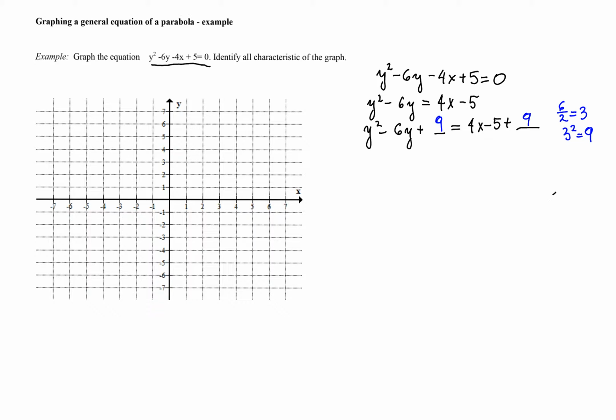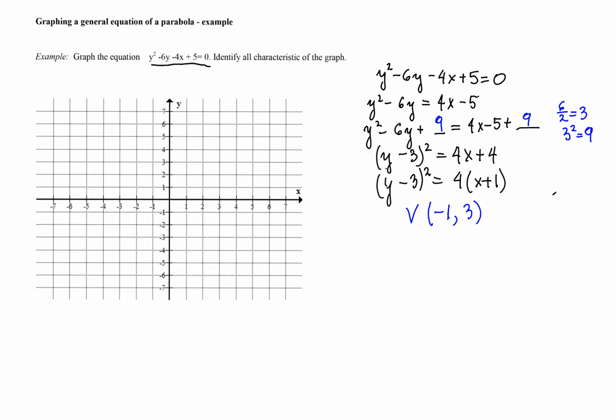With that number chosen, the left-hand side becomes y minus 3 squared, and the right-hand side will be 4x plus 4. After factoring 4, the coefficient of x, from the right-hand side, we'll get the standard equation of that parabola, which will allow us to determine the vertex. The vertex is at the point -1, 3, because we have x plus 1, and y minus 3. So this is the vertex.